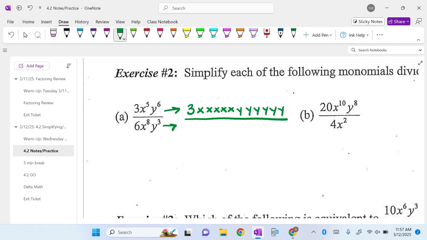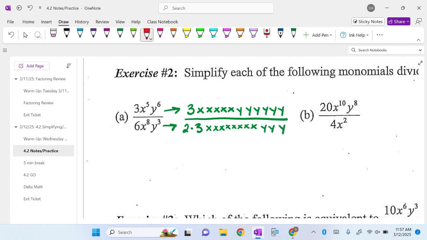Besides 1 and 6? 3 and 2. So I'm going to do 2 times 3. How many x's are there next to the 8th? 8. 1, 2, 3, 4, 5, 6, 7, 8. How many y's? 3.